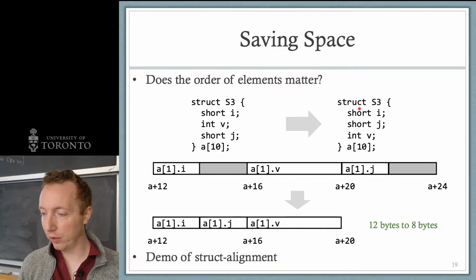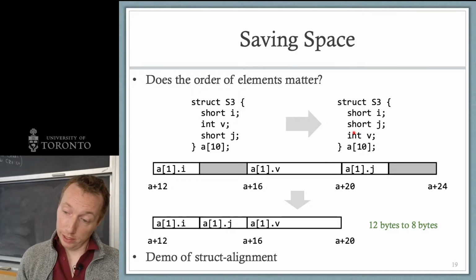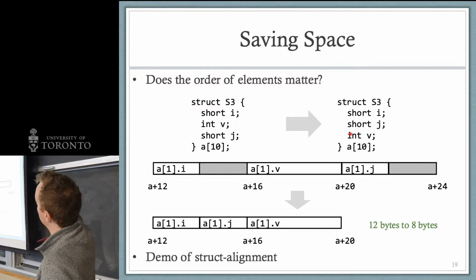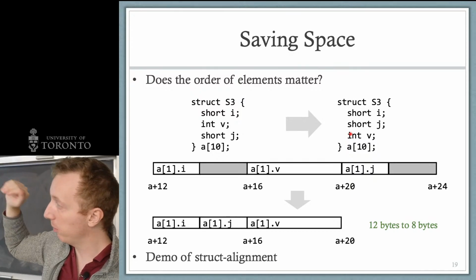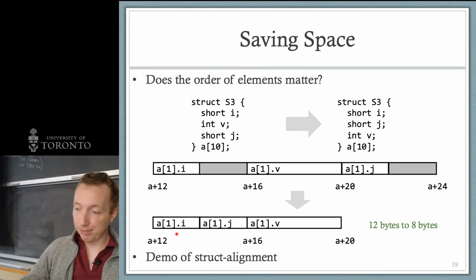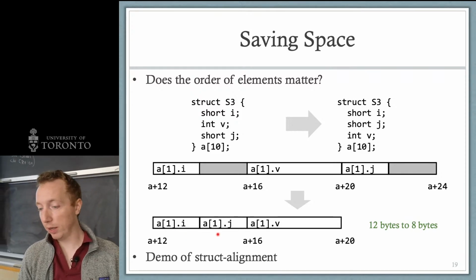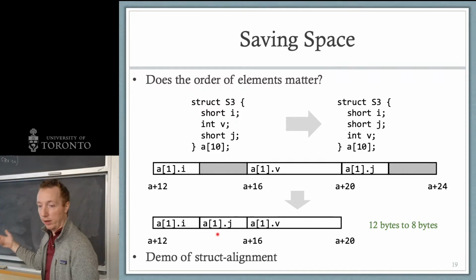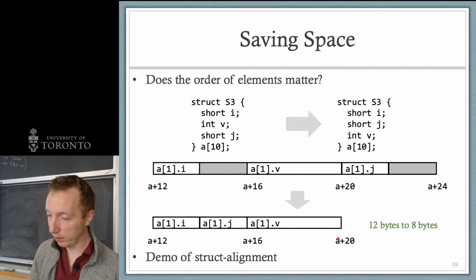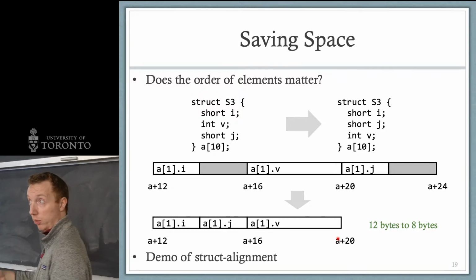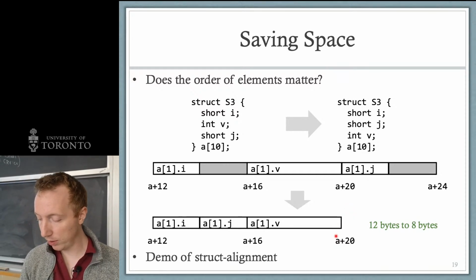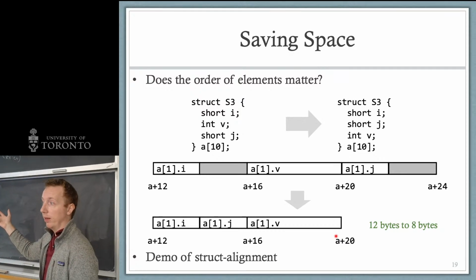So if I just did short, short, int, then C rules apply: it will store everything in the exact same order as you declare it. So in this case, I would have 2 bytes for i, 2 bytes for j. That satisfies all of the alignment requirements. And then I would have 4 bytes for the int. The whole structure would be aligned to a 4-byte boundary. So I can actually save all that padding. The structure is now 8 bytes instead of 12.